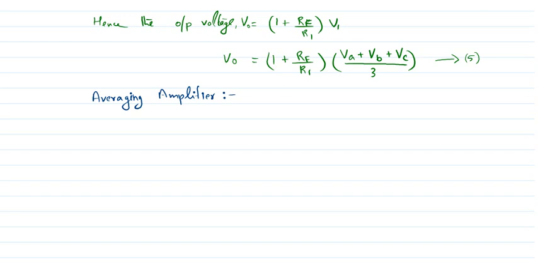Depending on the application requirement, the gain 1 plus Rf by R1 can be set to a specific value, and if the gain is 1, we can say that the output voltage will be the average of all the input voltages. So for a gain of 1, V0 will be equal to VA plus VB plus VC divided by 3. That is, the output voltage will be equal to the average of all the input voltages. Then next is the summing amplifier.